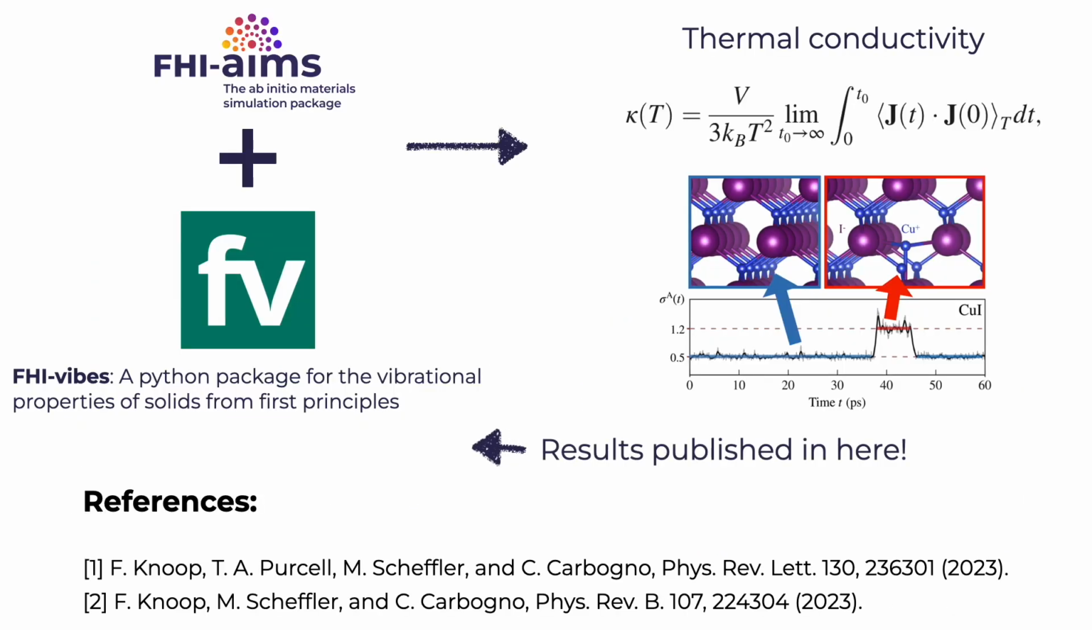To conclude, we find that the Green-Kubo method implemented in FHI-vibes provides a powerful tool for accurately predicting thermal transport in strongly anharmonic materials. And this capability is particularly crucial for understanding and designing materials where traditional perturbative methods fall short.